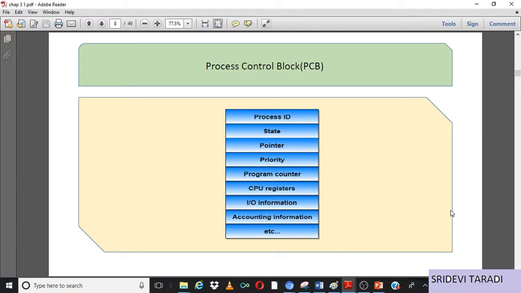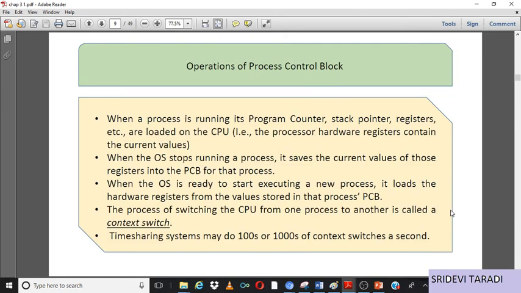Program counter points to the next instruction that has to be executed. The CPU registers used by the process are collected as information in the CPU register block. All the input-output information related to a particular process is also stored in the PCB. Accounting information and other information form the last element of the PCB.